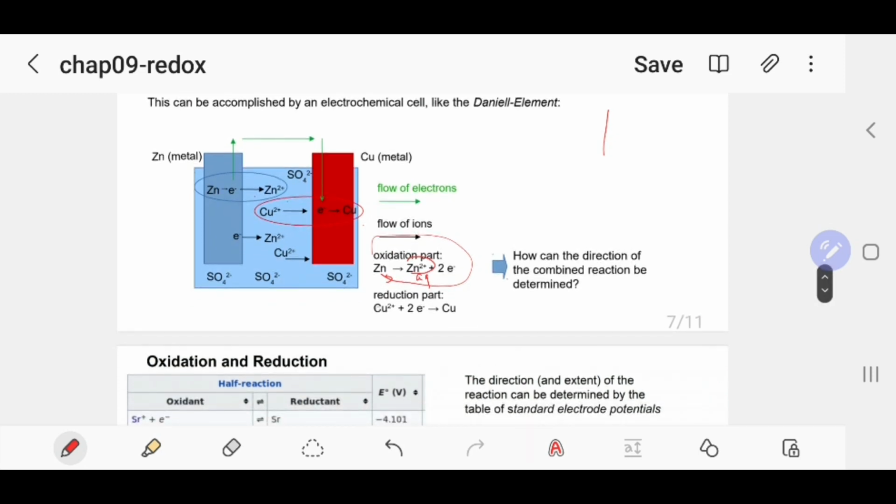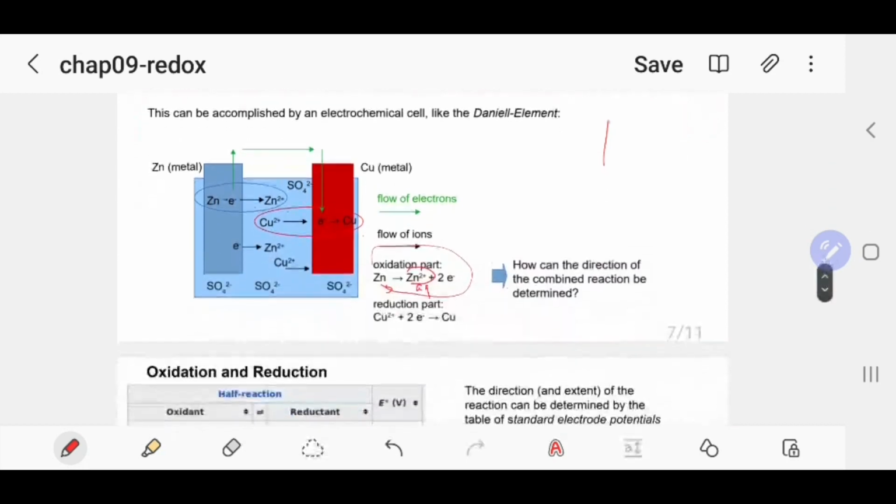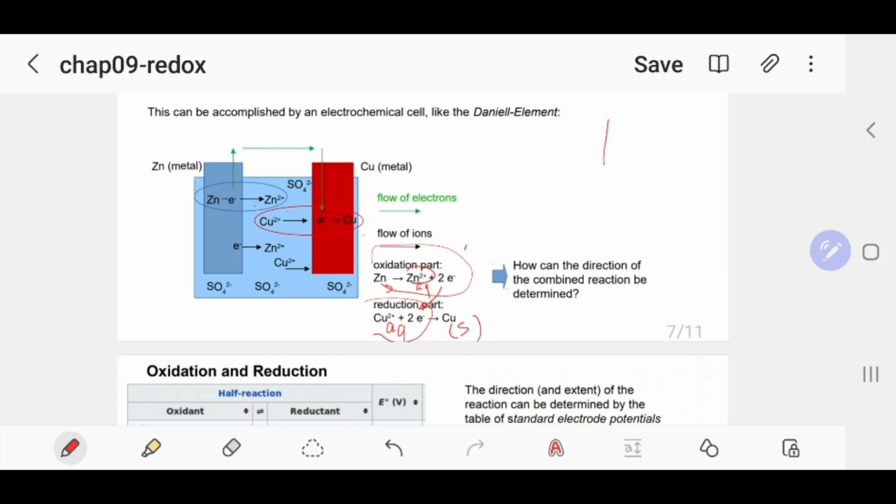The copper is originally Cu2+, so it starts as a solution in water, and it receives the 2 electrons that the zinc gave, and it gives us the copper solid. So this is the oxidation reaction, because it goes from 0 to +2, the oxidation number has increased, and the oxidation number here was reduced, from +2 to 0. So this is the reduction reaction.